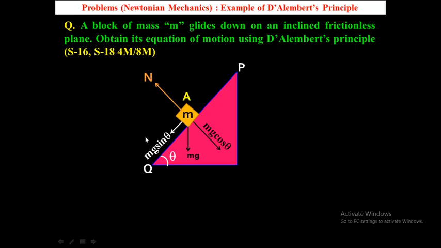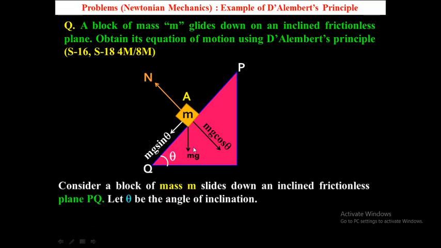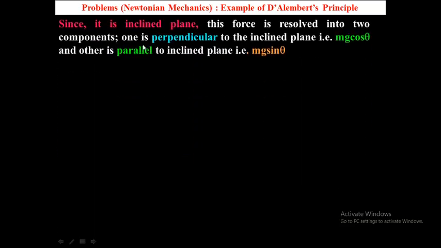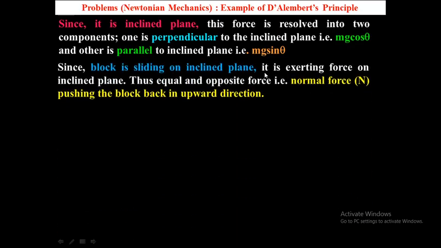Whatever we have drawn in the diagram, we can write in text: consider a block of mass m sliding down an inclined frictionless plane PQ. Let theta be the angle of inclination, and mg is the force acting on the block in the downward direction, due to the weight of the block A. Since it is an inclined plane, this force can be resolved into two components. One is the perpendicular component to the inclined plane, mg cos theta, and the other is the parallel component in the direction of block A, mg sin theta. We have already discussed it.